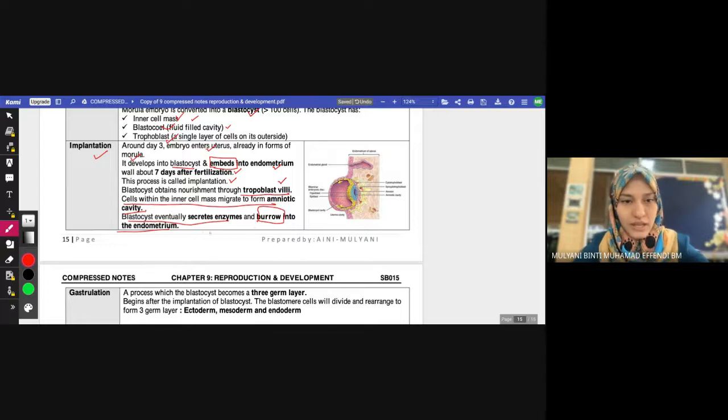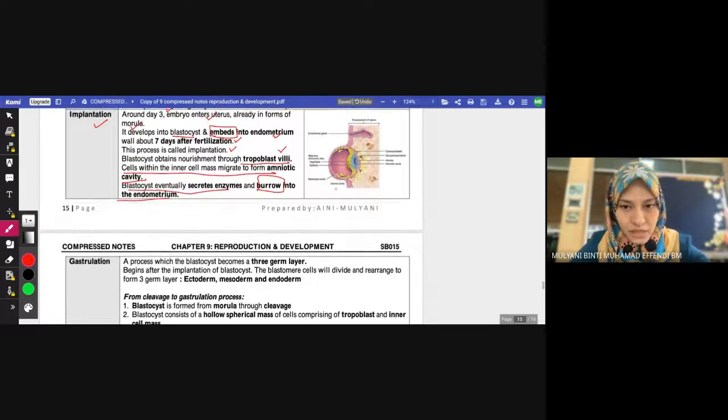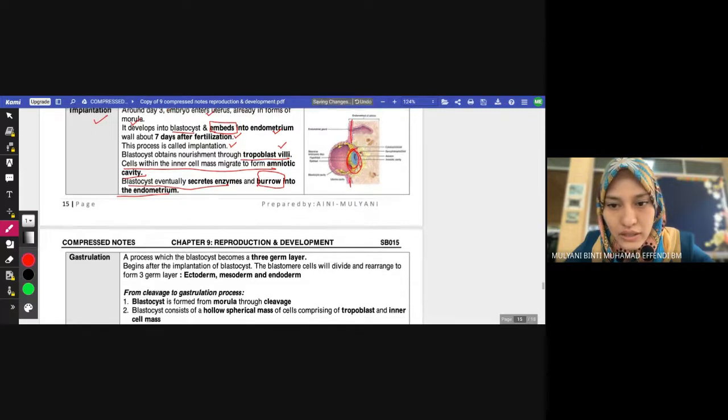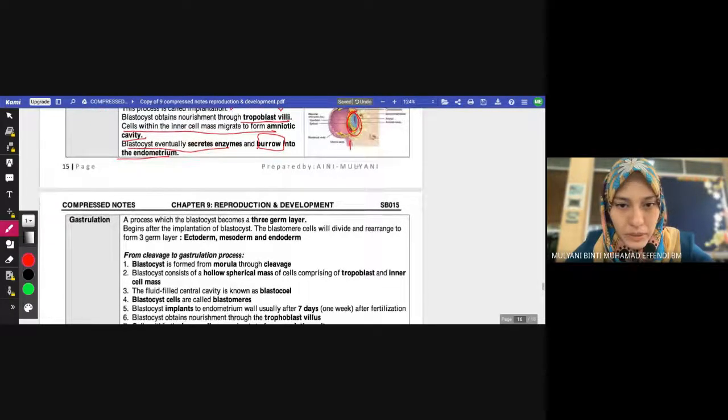Macam itulah, okay. So kalau kamu nampak ini dalam gambar ni pun dia dah tunjuk dah, nampak the inner cell mass tu menempel bahagian dalam lah endometrium wall. This is the endometrium wall. So this is the inner cell mass. But sini lah akan develop babynya tu. Okay. So that is the picture for that one.